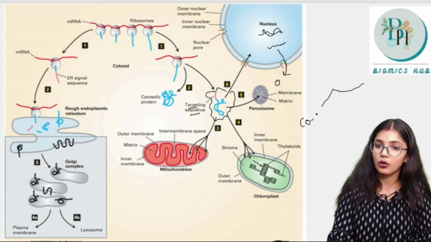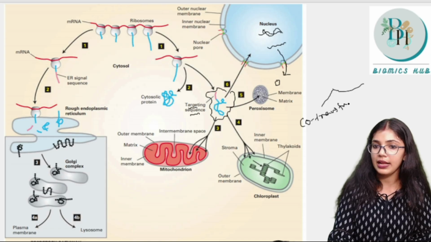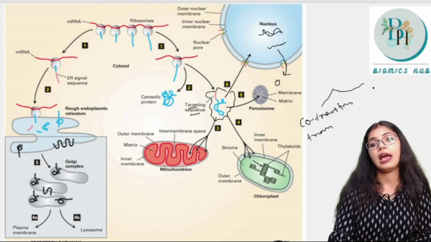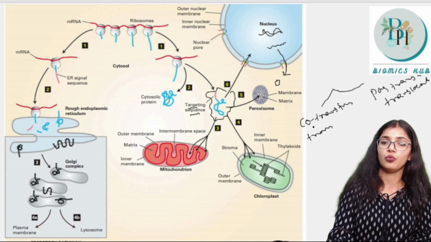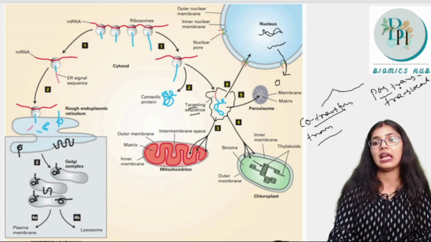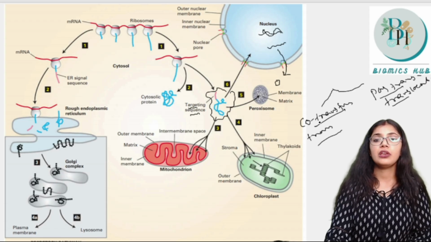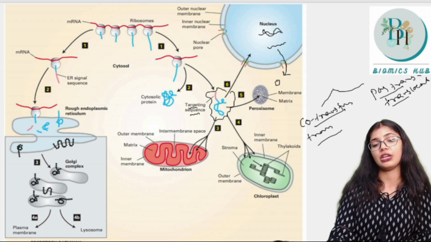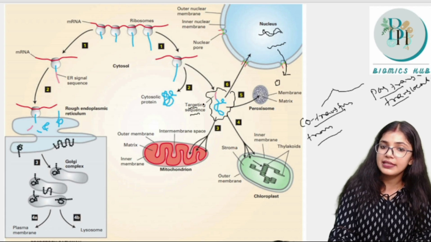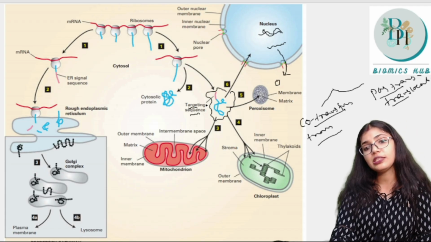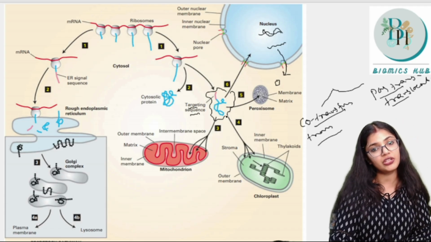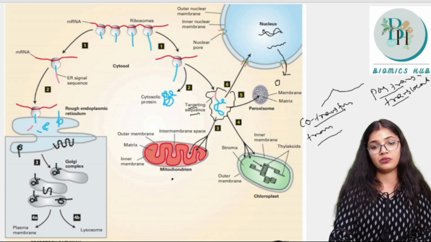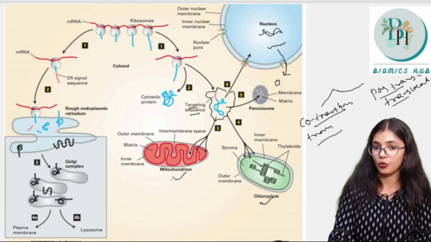It can be co-translational translocation as well as post-translational translocation. So what do we mean by post-translational translocation? That means after the complete synthesis, the protein is targeted to different cell organelles. Examples of post-translational translocation are proteins transferred into the mitochondria, chloroplast, and the nucleus.